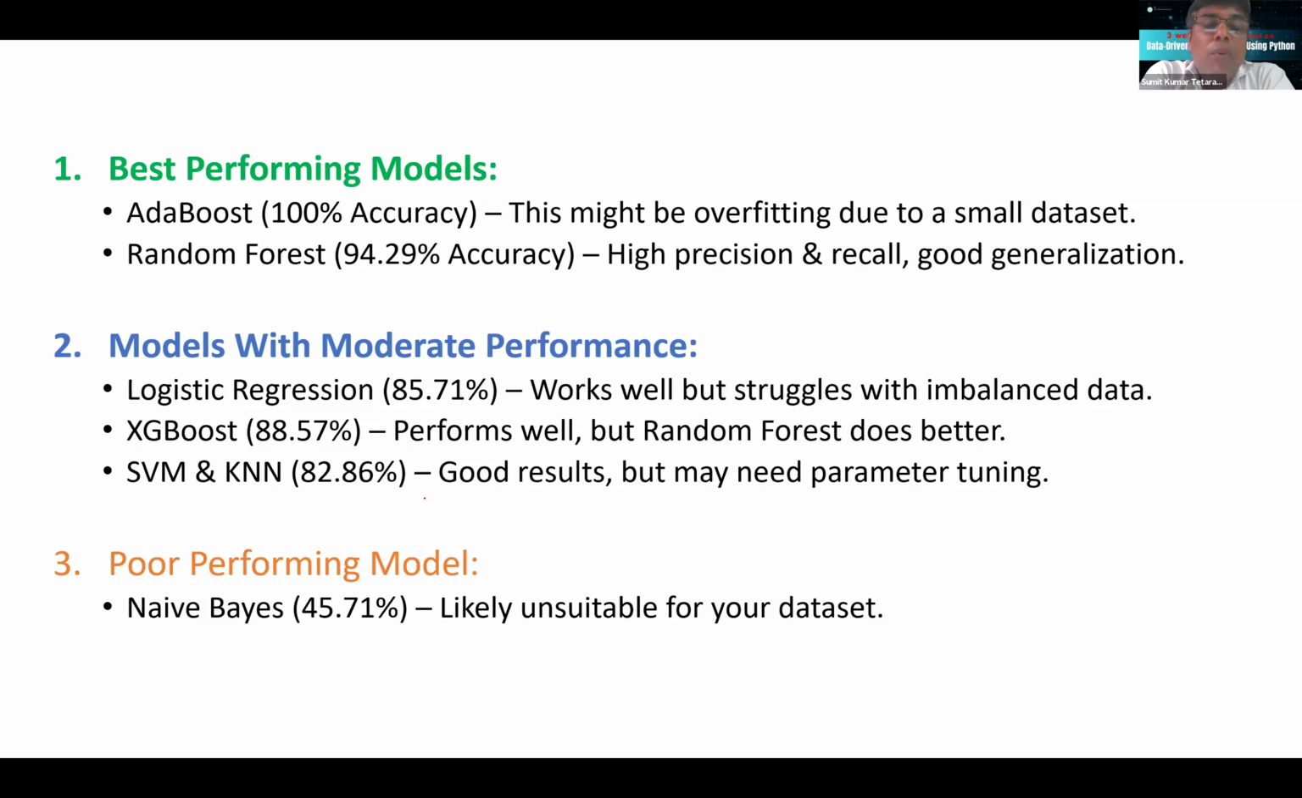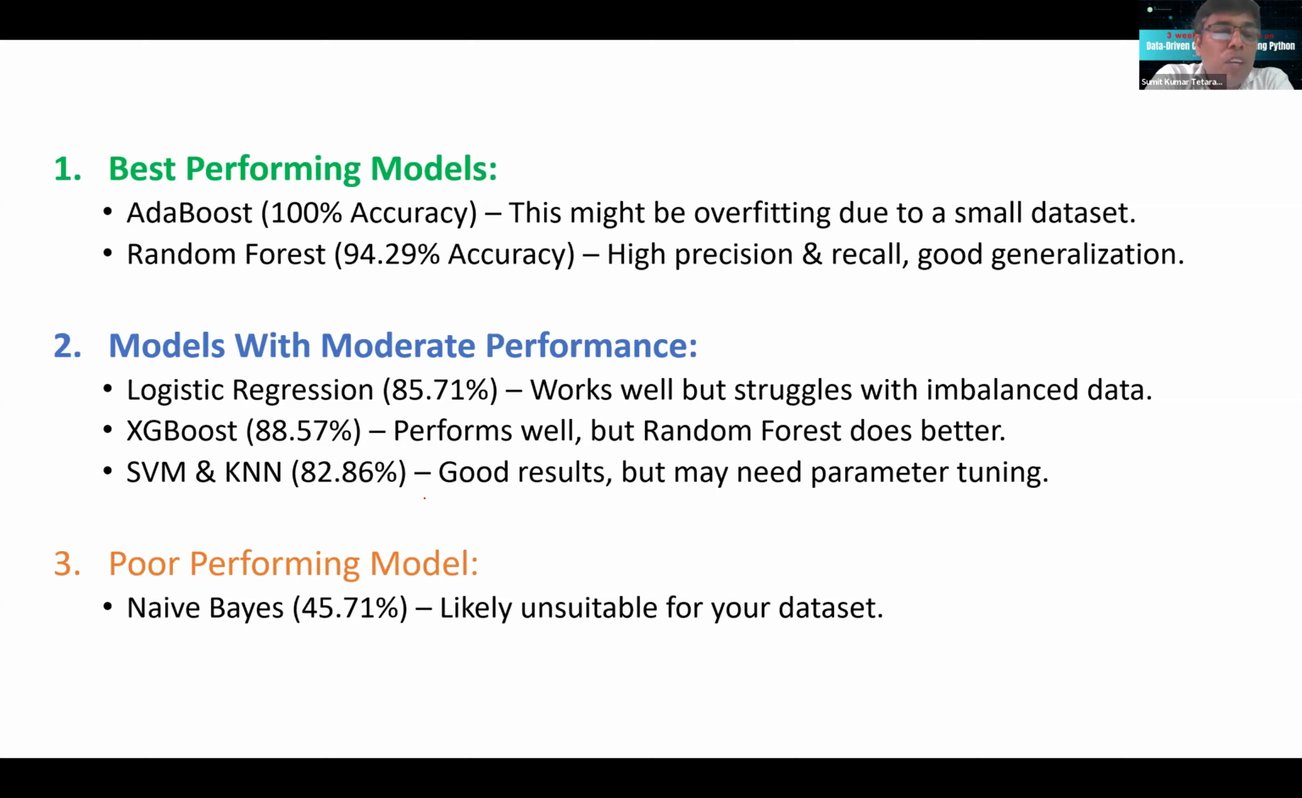Second is Random Forest at 94.29%, which is a little bit good because high precision and high recall are there. Some moderate-performance algorithms are there, like logistic regression. This works well but struggles with imbalanced data. XGBoost performs well, but Random Forest does better. SVM and KNN give good results but may need parameter tuning.